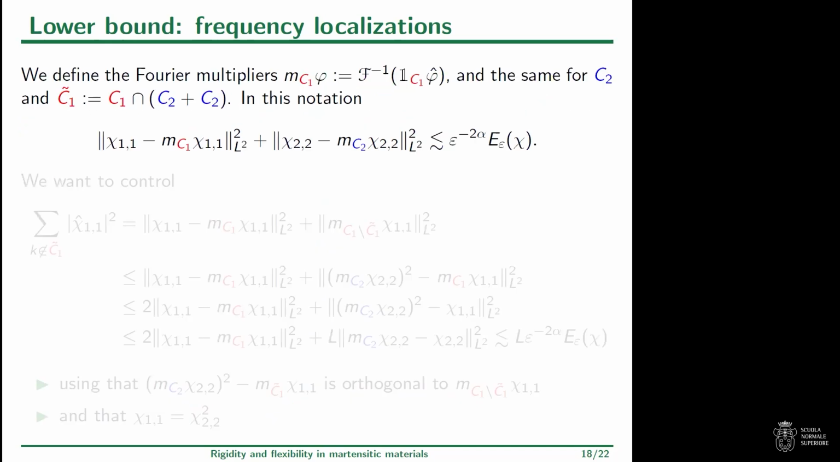To be a bit more precise, I first define some notation, the notation of Fourier multiplier. Here I'm defining a Fourier multiplier, which is just a convolution operator in L2, defined like this. I restrict my Fourier transform to a set, for instance the cone C1, and do the Fourier transform back. By the property of the Fourier transform, this is a convolution operator on phi.